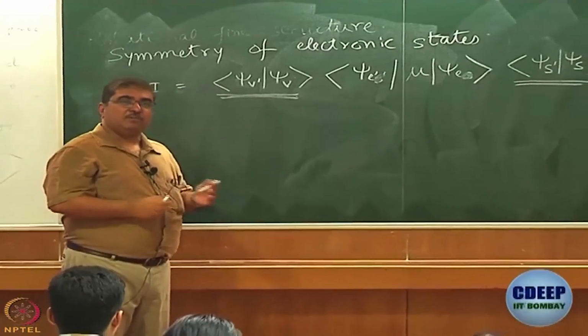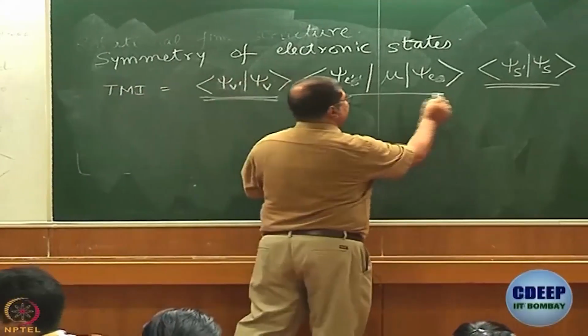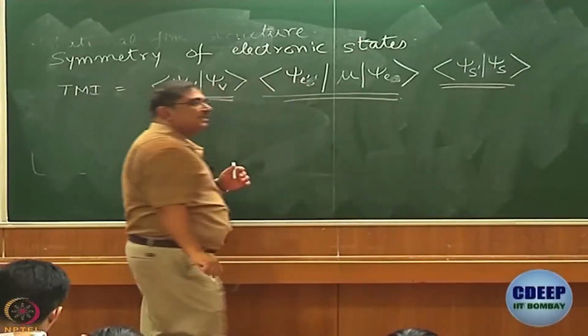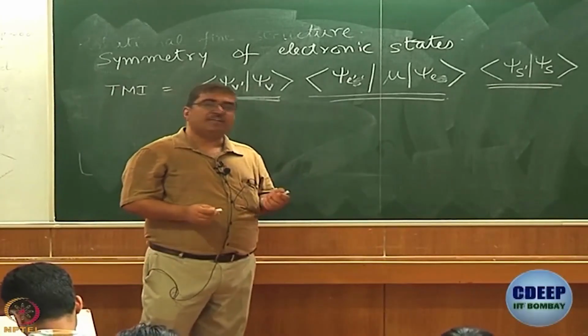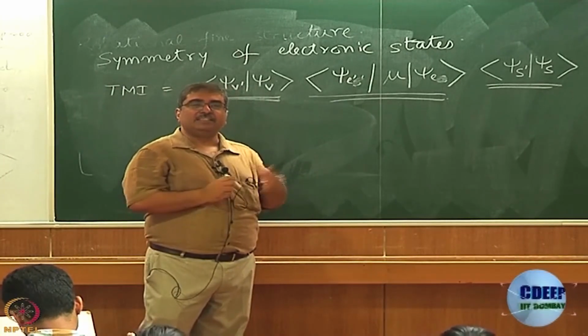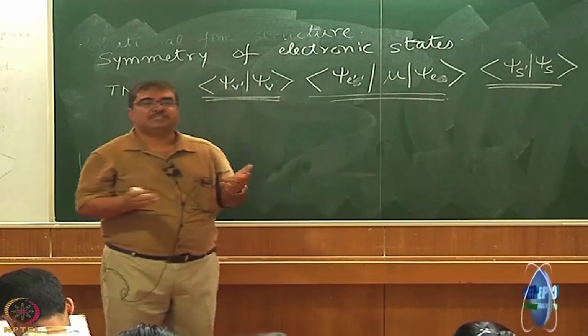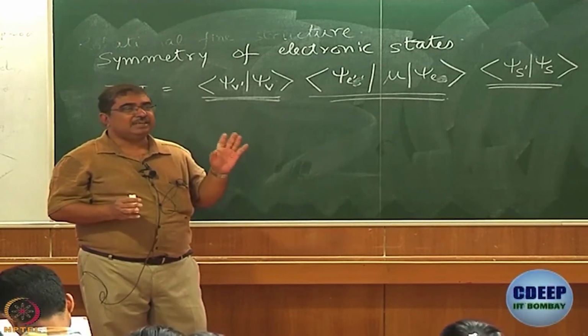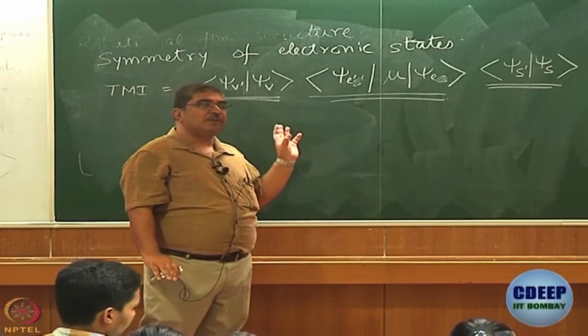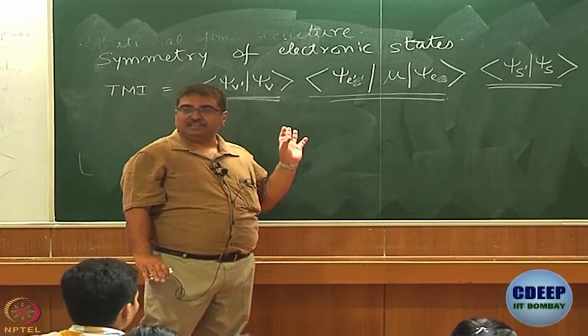What we now want to talk about is this part. This is what gives us what is called the orbital selection rules. Very briefly, we had said yesterday that this is what gives rise to your familiar Laporte selection rule. But what we now want to do is a more systematic discussion of this orbital part of the transition moment integral.